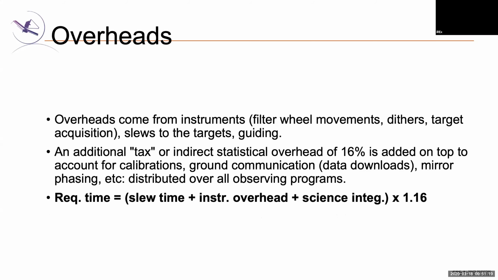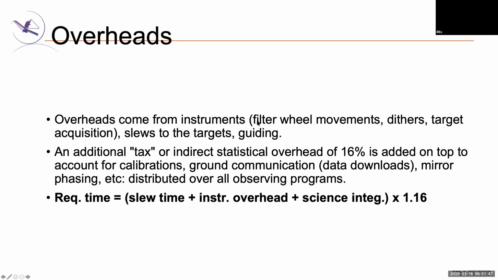All right, in terms of the overheads that are charged to you, and you'll see that in the APT, there are different sources of overheads. You have the filter wheel movements, dither, you have the target acquisition, you have the slews to the target, the guiding. All of this counts as the instrument overhead, and you'll see it as that in the APT.